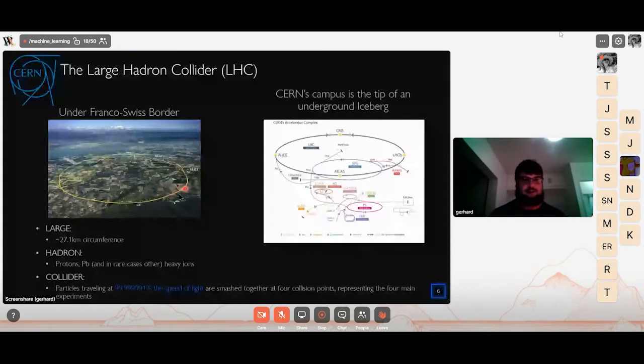Yeah, and then you've got these force-carrying particles. The photons, the well-known one for the electromagnetic force, and gluons are what helps the strong force keep these quarks within the confined boundaries of hadrons.